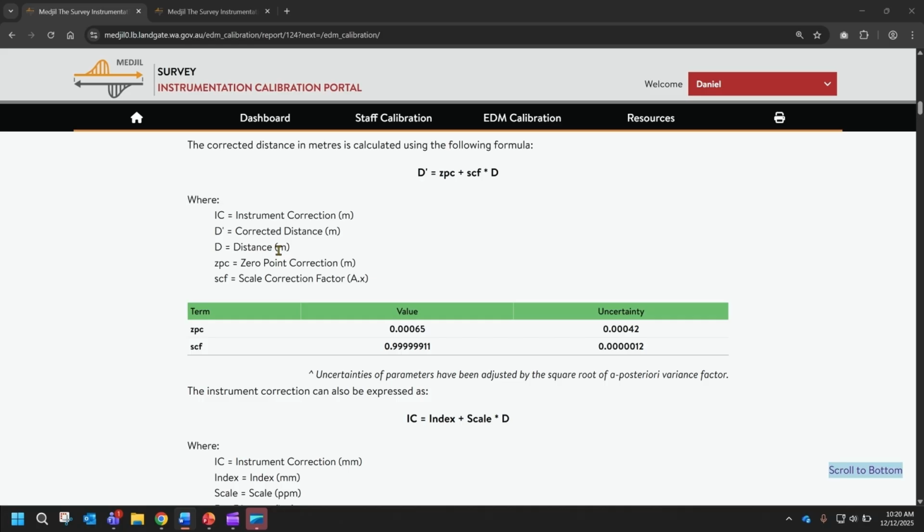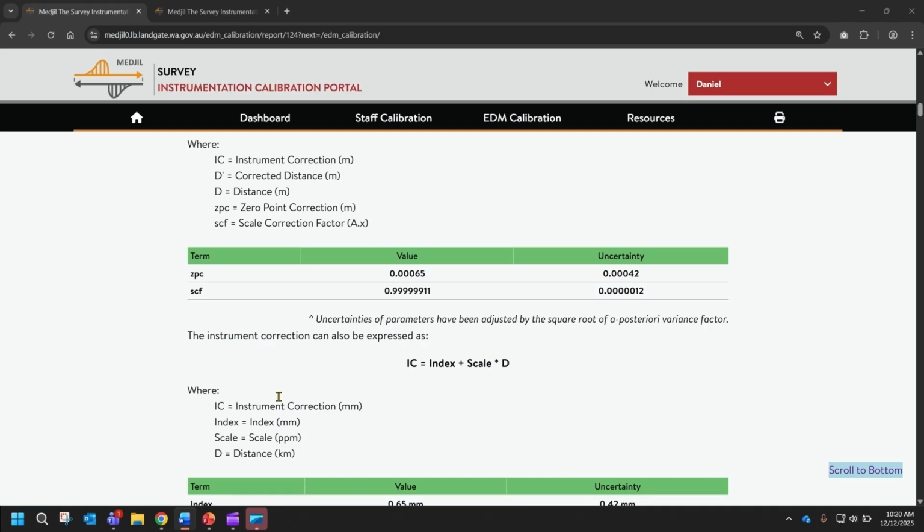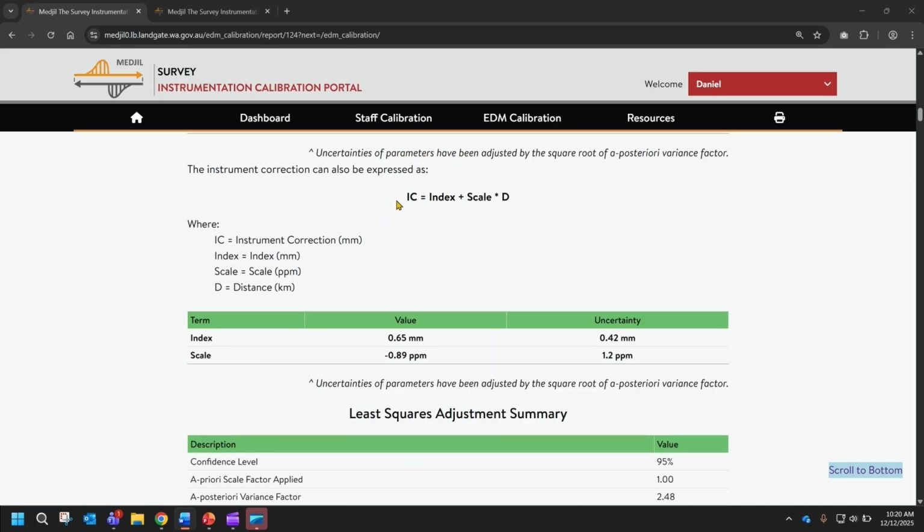So in this form, the scale correction factor is going to be a number somewhere either side of 1. So in my example, it is 0.999999911, so slightly smaller than 1. So it's going to slightly reduce my distances. Let's have a little bit of a look at the next form.